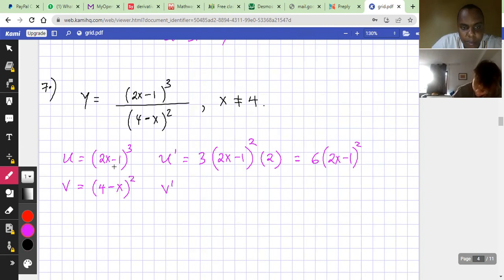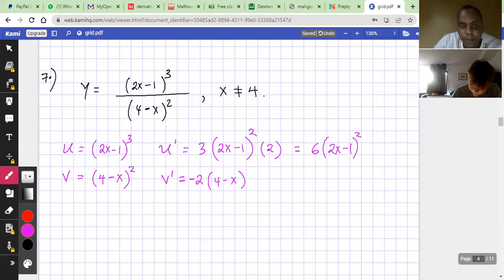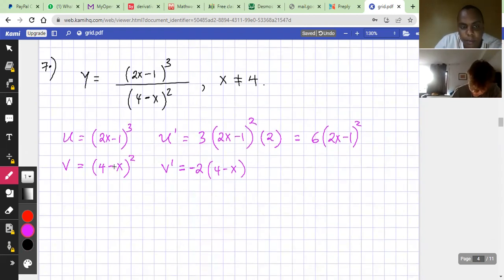What is V prime? V prime would be 2 times (4 minus x) times 1. Negative 1. Yeah, it's going to be negative, which would just make it negative 8 plus x, right? Yep. Or x minus 8.